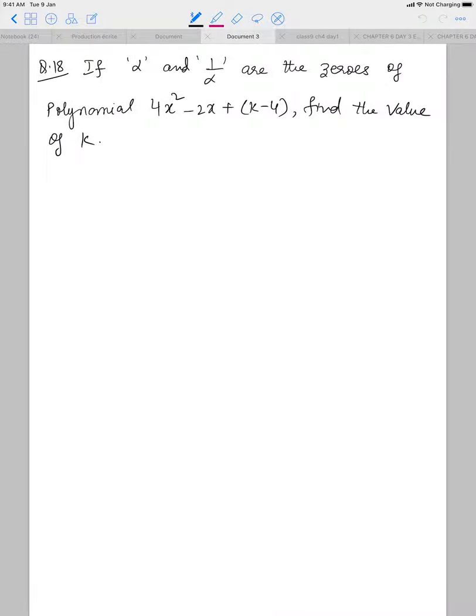If alpha and 1 upon alpha are the zeros of the given polynomial, find the value of k. Again, the first step is to name the polynomial. After naming the polynomial, the second step is to write it in the standard form. We will check every time. Here it is already in the standard form. After this, we will write down what is a, b and c. Here a is 4, b is minus 2. Don't forget the minus signs. And c is the constant term, which is k minus 4.